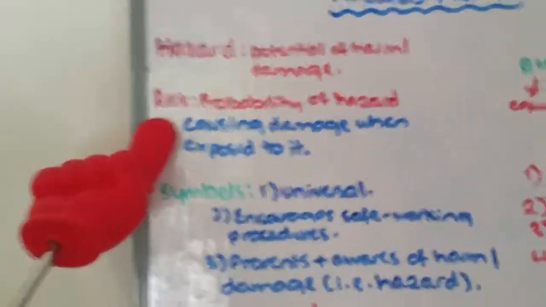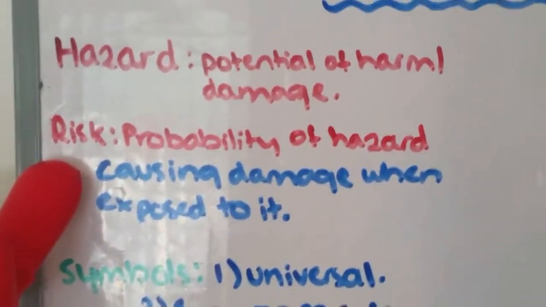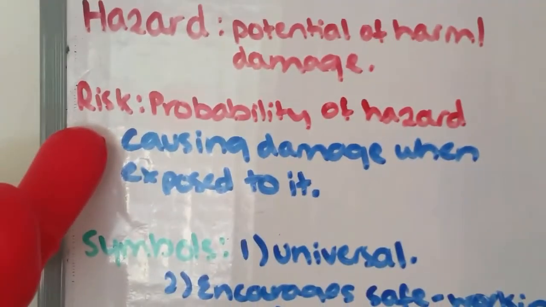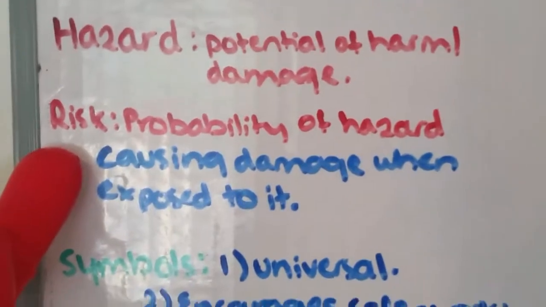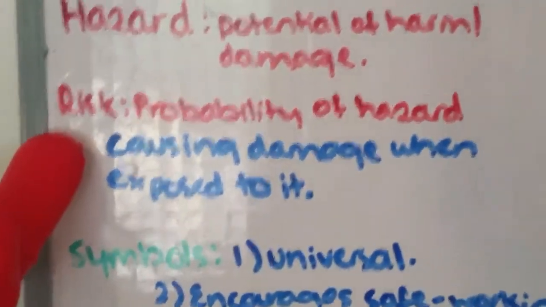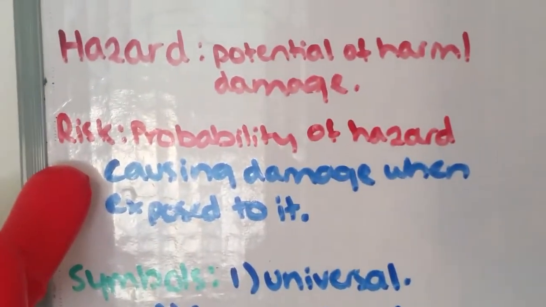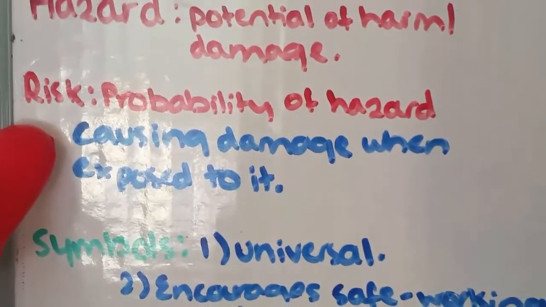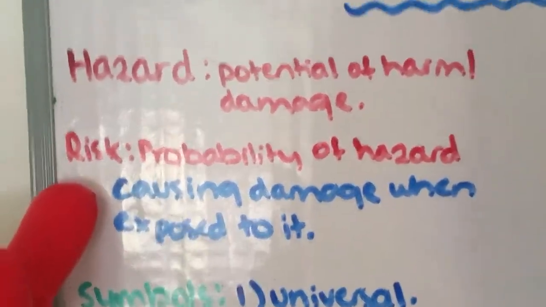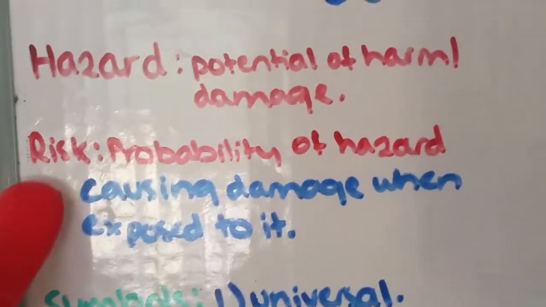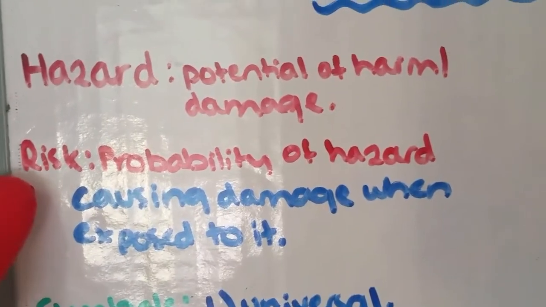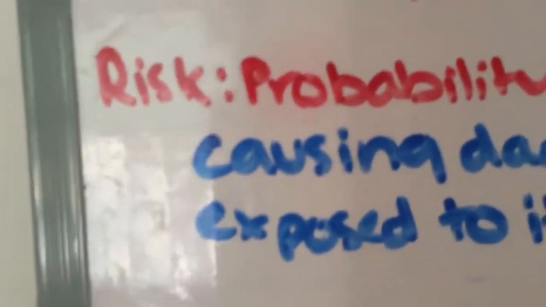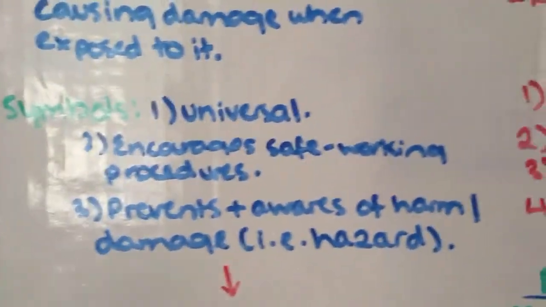So this is the definition that you do need to learn, but what this actually means is that when you are facing a certain place where the hazard may take place, the probability of the actual hazard causing any form of harm or damage is called a risk. So when the hazard is there, how likely it is that the hazard will cause harm or damage is basically the risk.